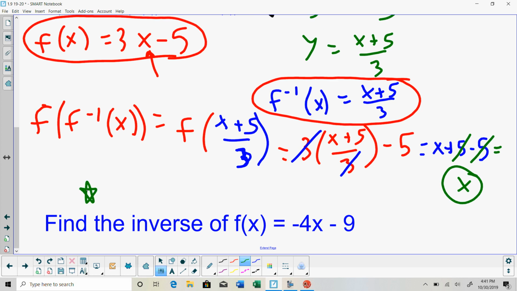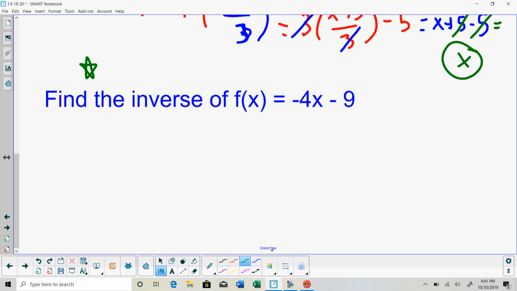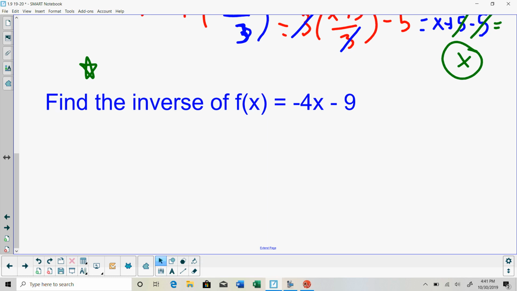All right, so you have this example on your guided notes, so you can go ahead and do that on your own. That one will be a similar problem to what we just did together. But you know what? We never tested it the other way. Whoopsie.